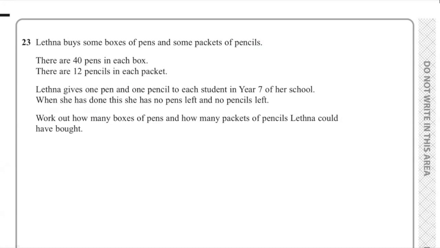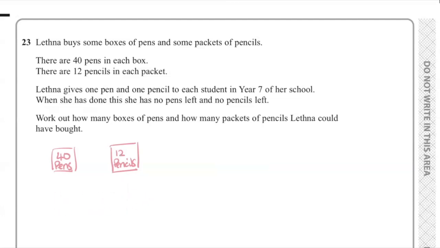So I think the first thing I would do is just say, okay, I've got a box and that has 40 pens in it. And then I've got a packet, probably not really going to change the look of it particularly, but that's got 12 pencils. So we're going to be giving a pen and a pencil to each student in year 7. And when she's finished, there are going to be no pens or pencils left over. That tells me that I want the same number of pens as pencils. So I need to think about the multiples of 40 and 12 in a way that means I get the same number.